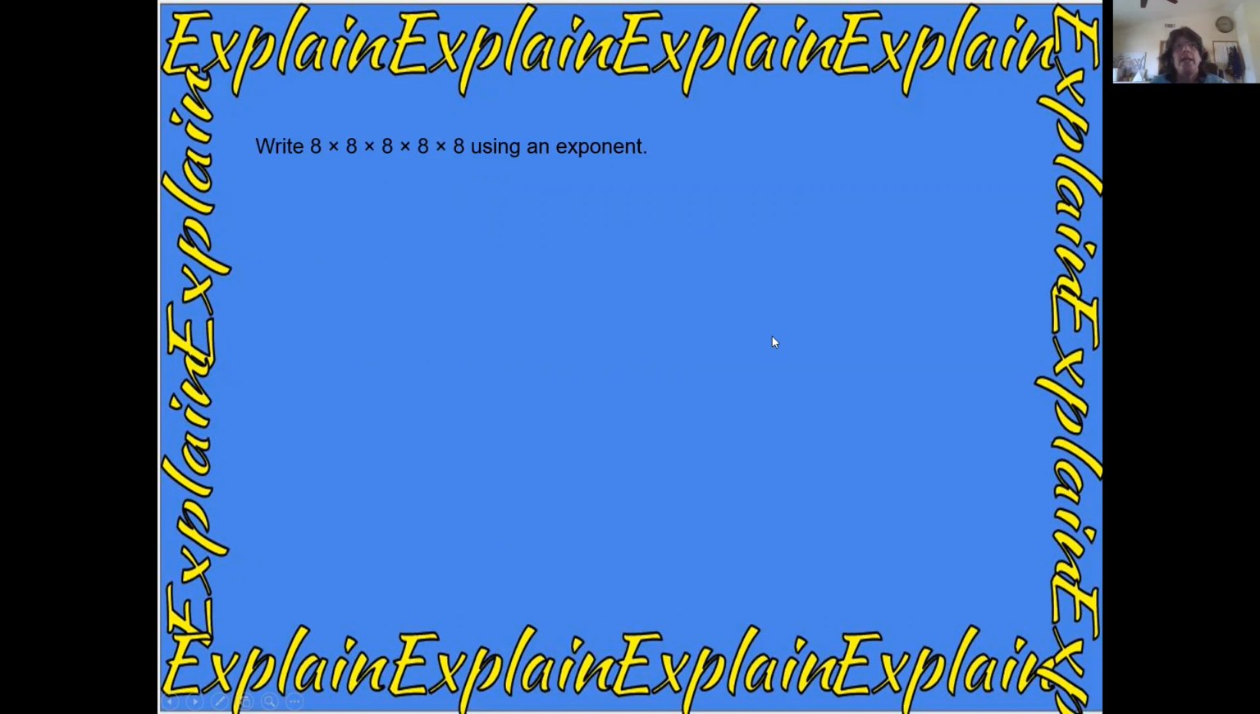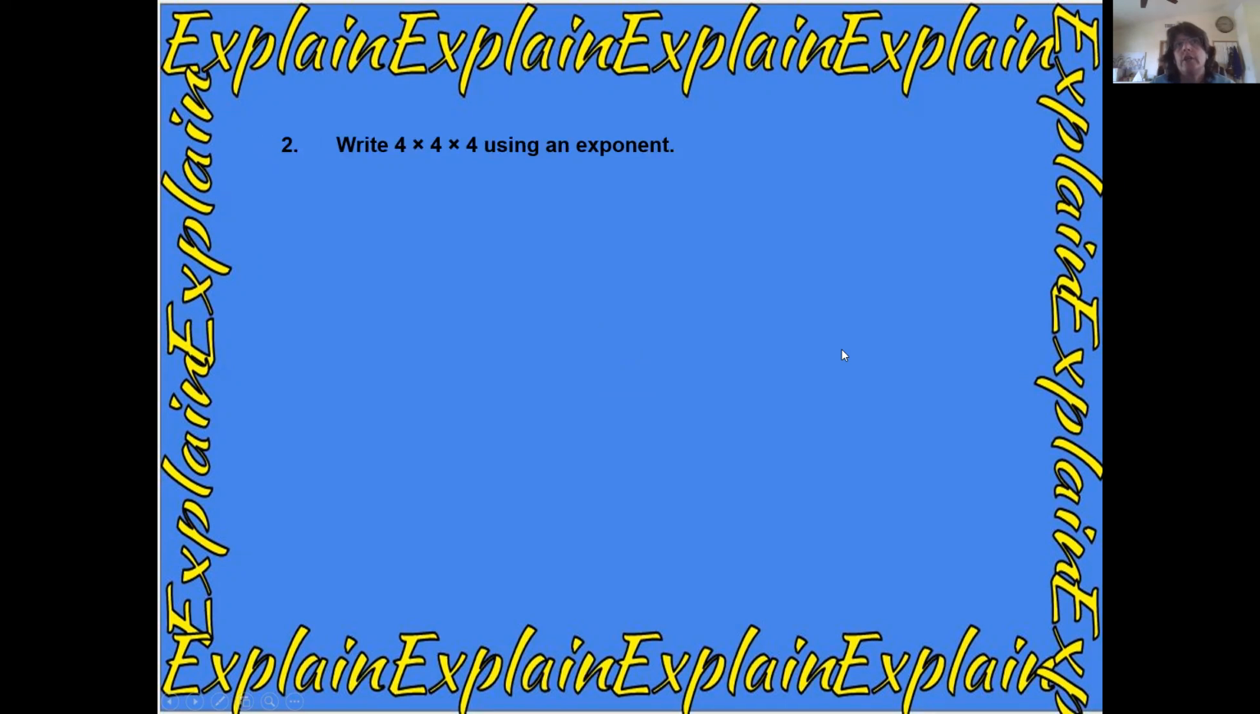Write 8 times 8 times 8 times 8 times 8 using an exponent on your scratch paper or on your whiteboards. Go. What is 8 times 8 times 8 times 8 times 8 written using an exponent? And the answer is 8 to the 5th. 8 is the base. 8 is the factor that's being repeated. How many times do I repeat it? 5 times.